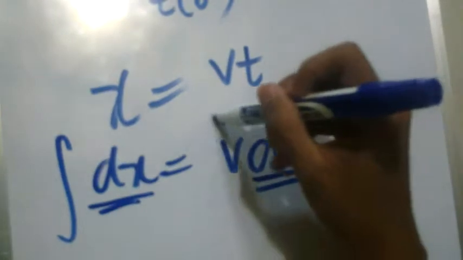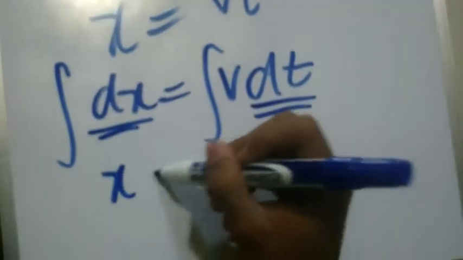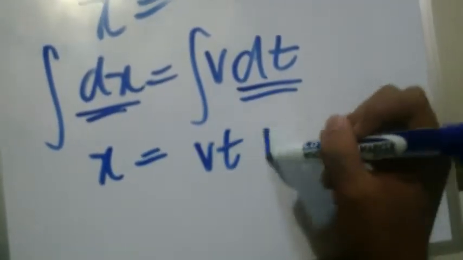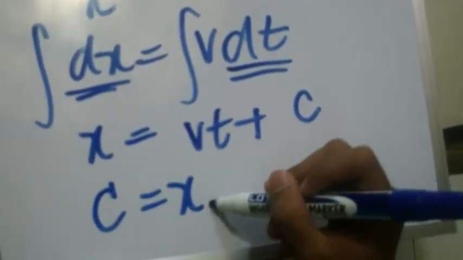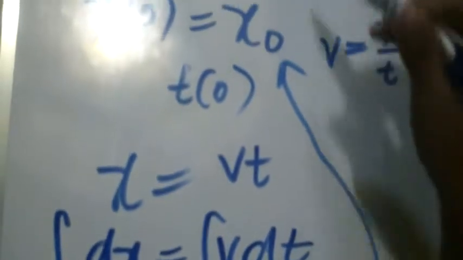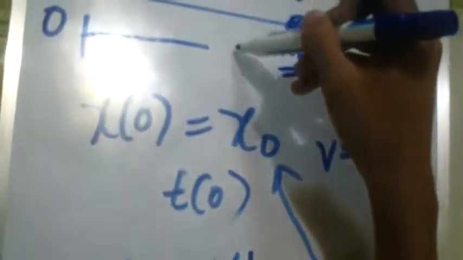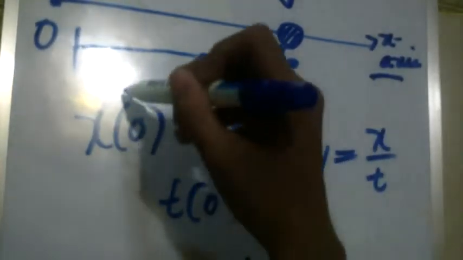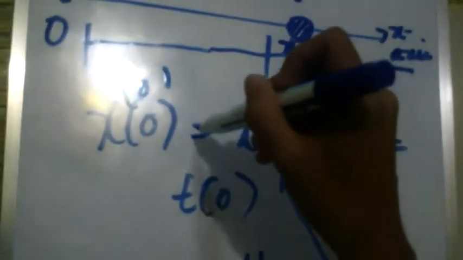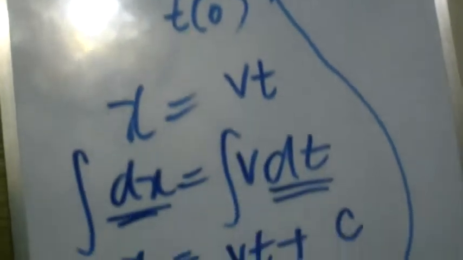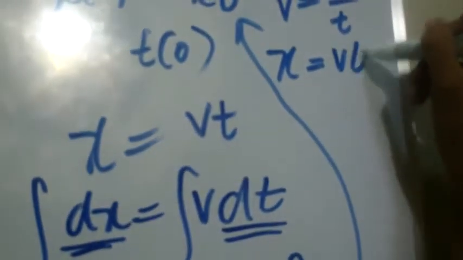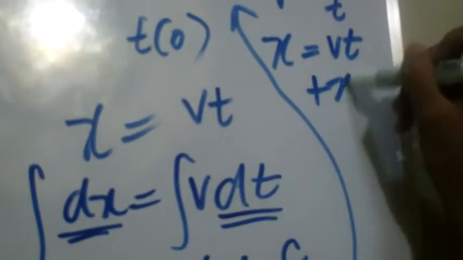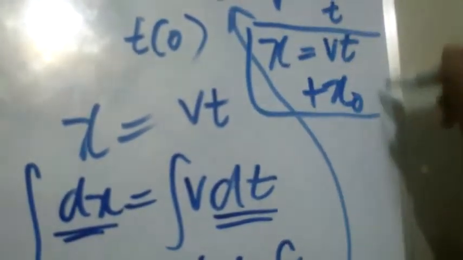So we integrate this. We have x is equal to vt plus c. So c is equal to x sub o, because at the first distance, x of 0, x is equal to x sub o, so c is equal to x sub o. So we have x is equal to vt plus x sub o. We have this equation as the answer.